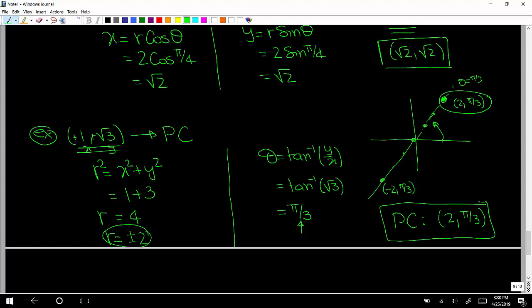Okay. Now we also want to have the ability not just to change points from one coordinate system to the other, we also want to be able to change equations from one coordinate system to another. So let's take a look at that. Let's start by changing our rectangular coordinate equations to polar coordinates. So in this case, we're going to change from rectangular coordinates to polar coordinates. So let's take a look at the first example.